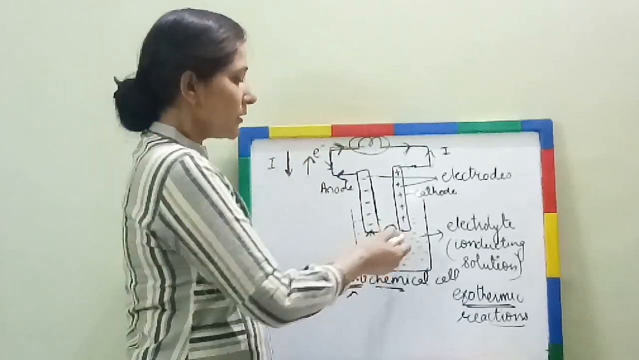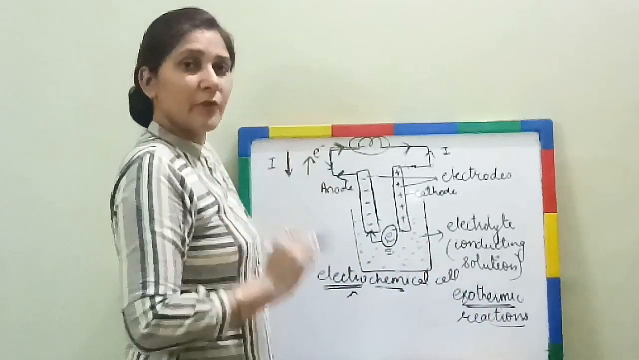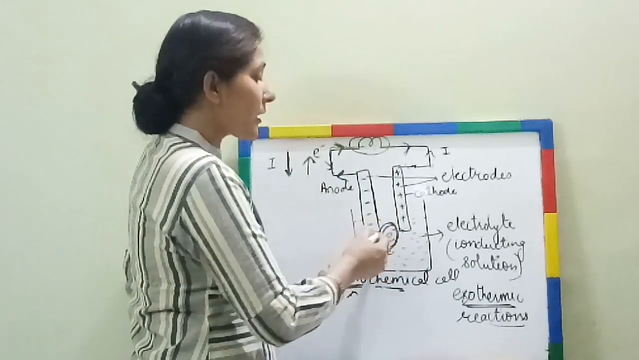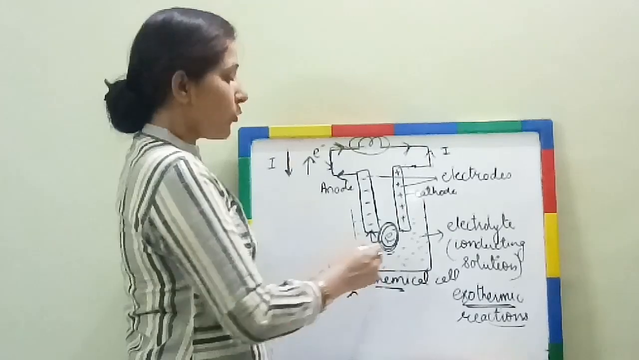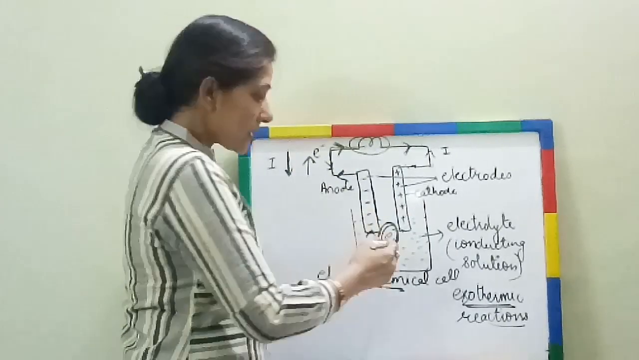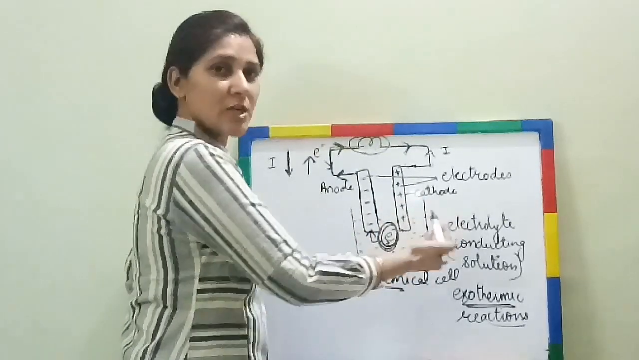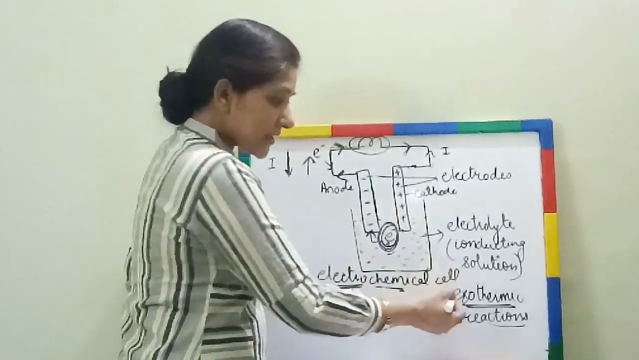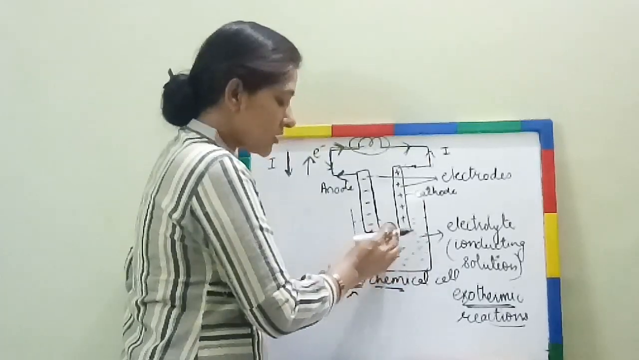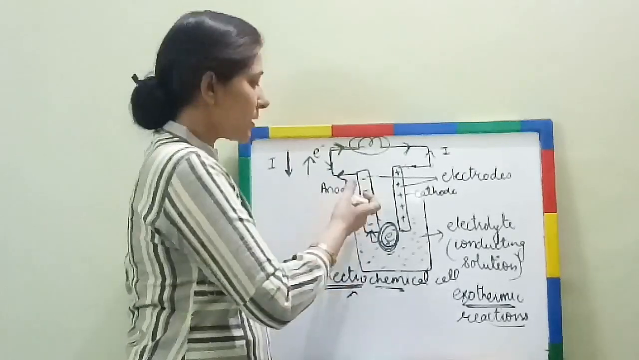Because I told you the reactions which are going on in the cell are exothermic reactions, a large amount of energy is released. This large amount of energy is able to overcome the electrostatic forces which this electron is facing over here. Electrostatic force means it will be attracted towards its opposite charge. But due to this exothermic reaction, a large amount of energy is released, and due to that energy, this electron is pushed towards the negative side, that means towards the anode.